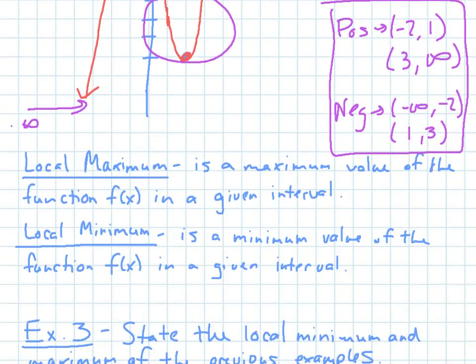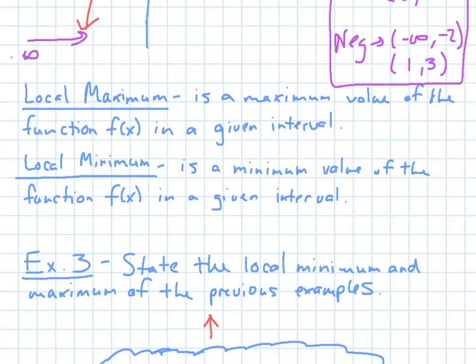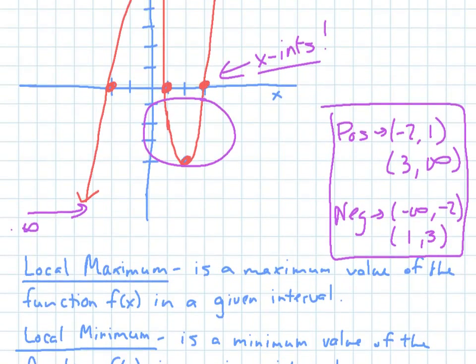Now the next thing we want to be able to talk about is local maxes and local mins. Now for the increasing and decreasing intervals, it was important to find those, so we need to be able to find those for any given graph. So a local max is a maximum value of the function f of x in a given interval. A local minimum is a minimum value of a function f of x in a given interval. So these are not the overall maxes and mins, because if you look at all these functions, look at where they're heading.